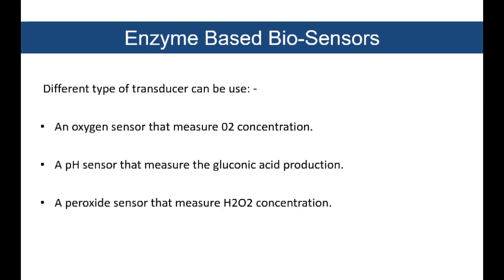Different types of transducers can be used for enzyme-based biosensor measurement. First, an oxygen sensor that measures O2 concentration, a pH sensor that measures the gluconic acid production, and a peroxide sensor that measures H2O2 concentration. These are some different types of transducers used for the measurement in enzyme-based biosensors.